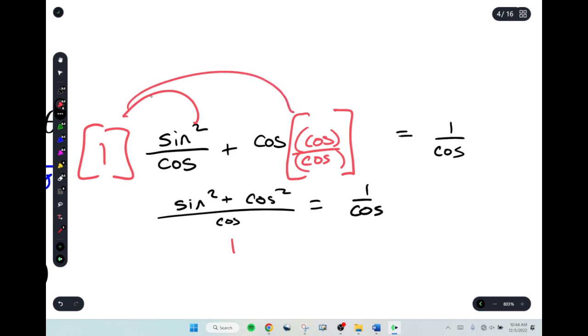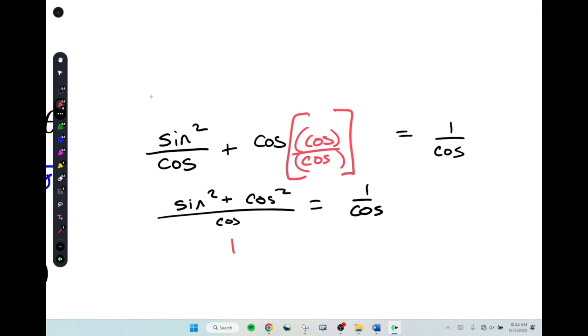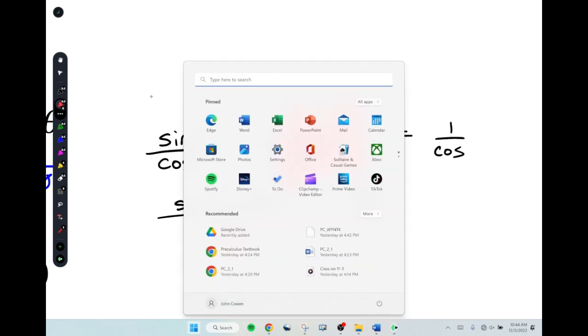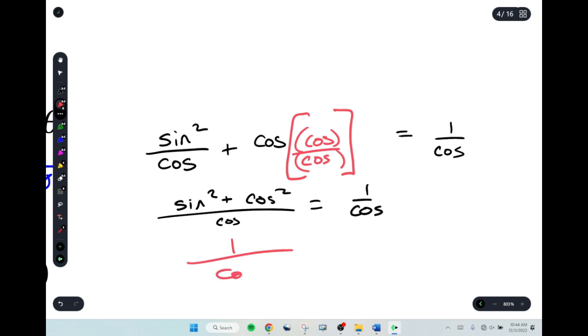Just when we did our distribution, we left it as a 1 right here and turned it into something helpful right there. Like, you're right. Technically, you can't just go throwing stuff in the middle. If it's 1, you can't. No other number in the world. Well, I mean, that sine squared plus cosine squared just turns into 1. So 1 over cosine equals 1 over cosine.